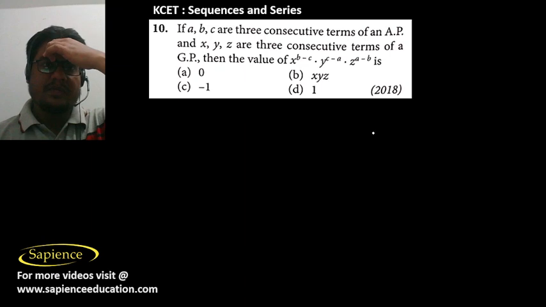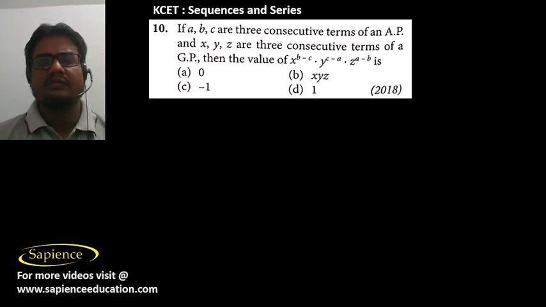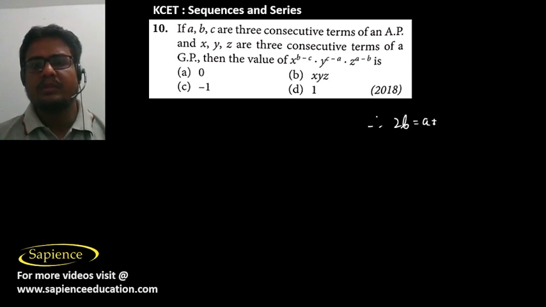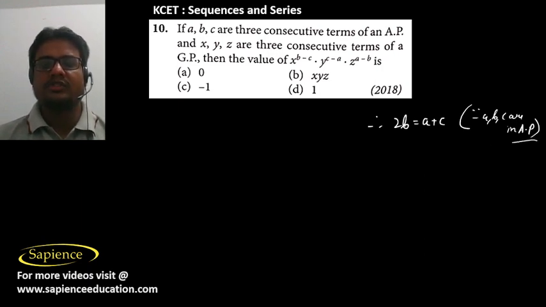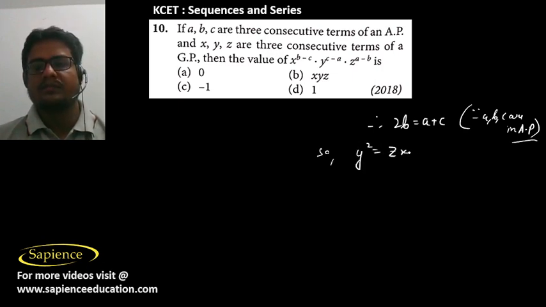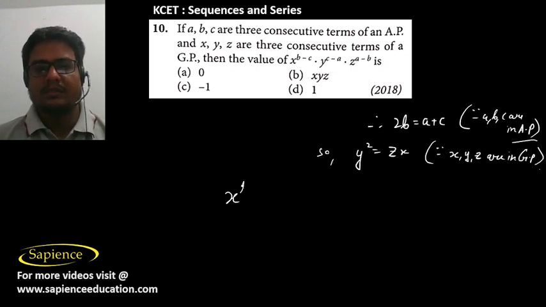Then it is told that if A, B and C are 3 consecutive terms of an AP, then I can say that 2B should be equal to A plus C. It is told that X, Y and Z are consecutive terms of a GP, so I can say that y square equals xz, since x, y and z are in GP. Now we have to find the value of x power b minus c into y power c minus a into z power a minus b.